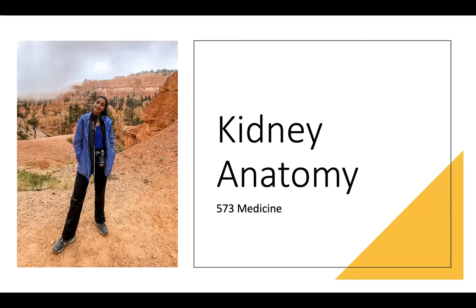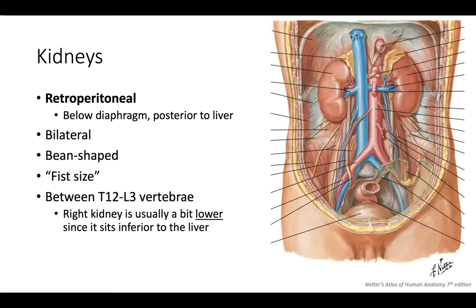Today I'm going to be talking about kidney anatomy. So first, some basics. The kidneys are retroperitoneal organs, so they are located posterior to the abdominal peritoneum. They are also below the diaphragm, which is right here, and they are also located posterior to the liver, which would be right on top, right about here.